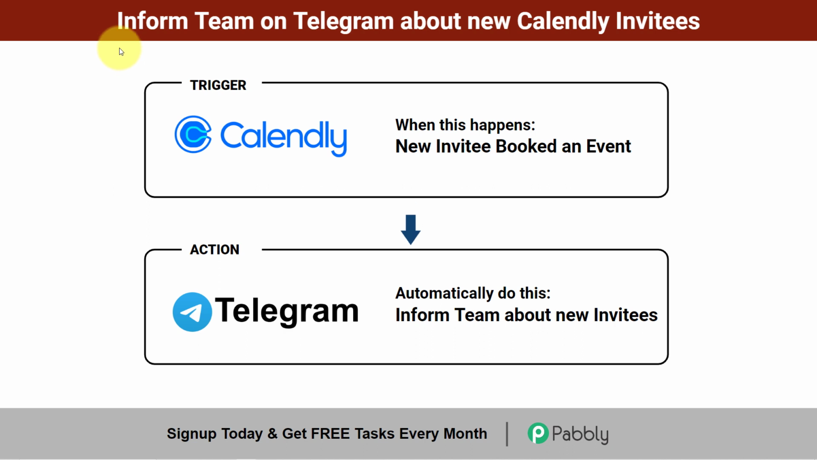In this video, I will show you how you can inform your team on Telegram about every new Calendly invitee automatically. So here, firstly, I'm going to integrate the Calendly and Telegram applications in such a way that whenever any new invitee books an event which you have scheduled in Calendly, the same invitee details will be shared automatically with your team on Telegram. In this way, you do not have to manually share the invitee details with your team on Telegram, because every single invitee's details will be synced with Telegram automatically.